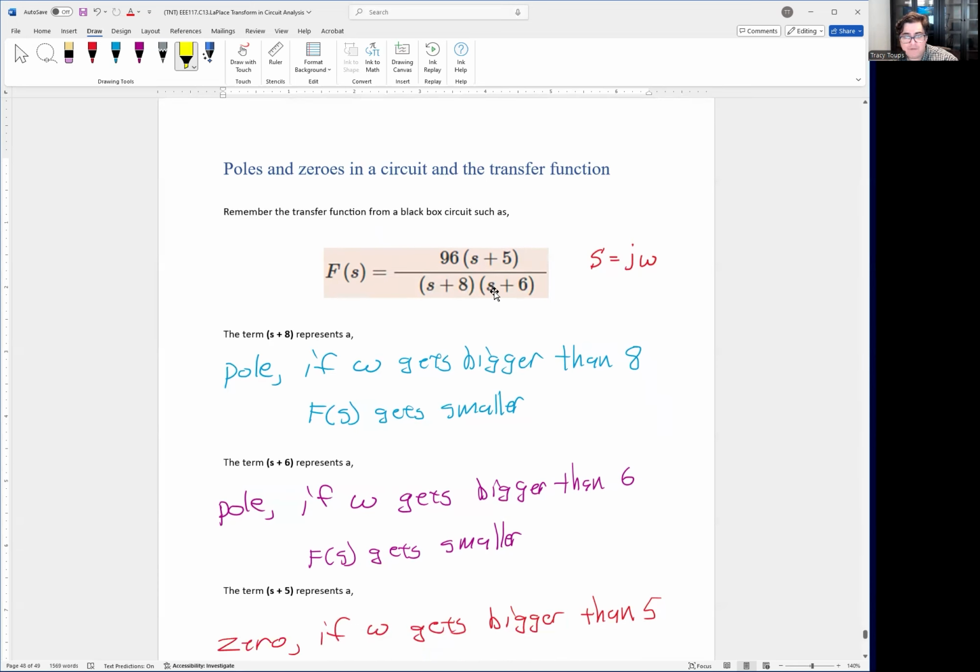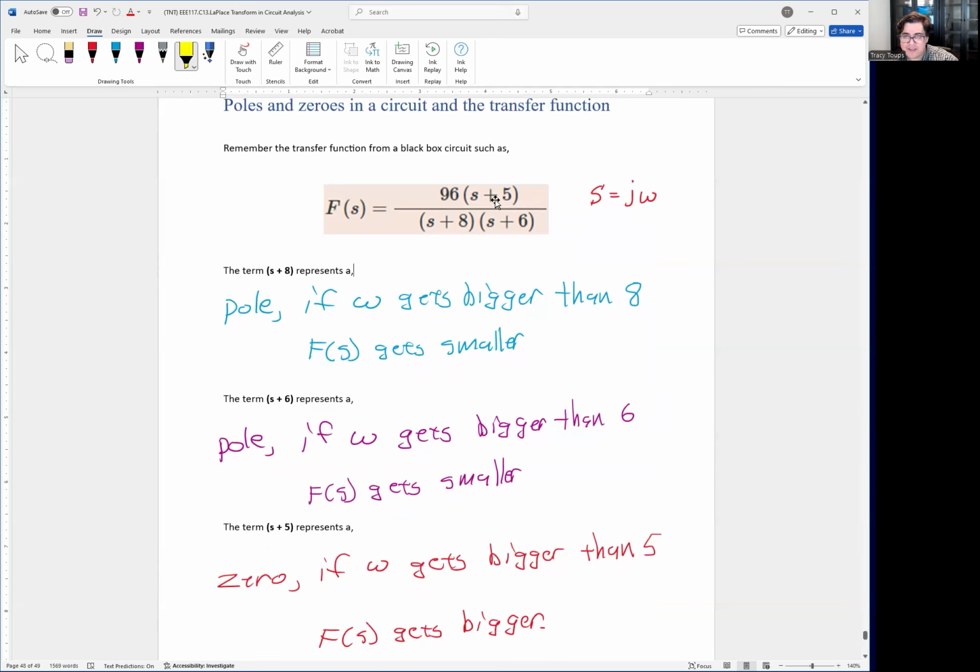Okay. Now, for every pole that's pulling the circuit down, you might have a 0 on top. So the S plus 5 on the top numerator is a 0. A 0 is if omega gets bigger than the number its root is associated with, it's going to start increasing. It's going to make the F of S get higher and higher. Because if I plug in S equals 500, we're going to have J500 plus 5. That's a big number. J500 is going to multiply into 96, and we're going to get like 50,000.